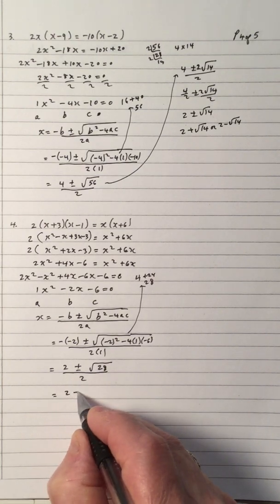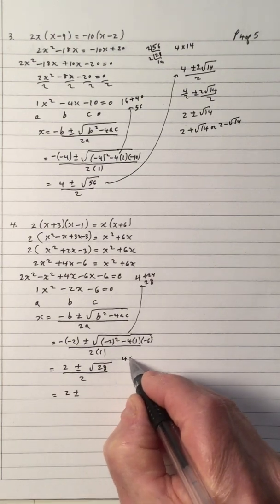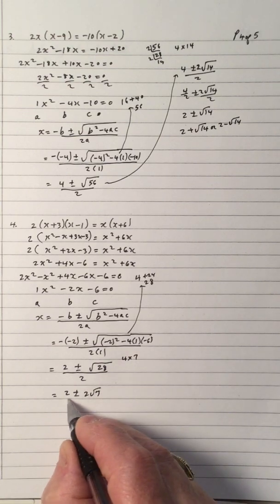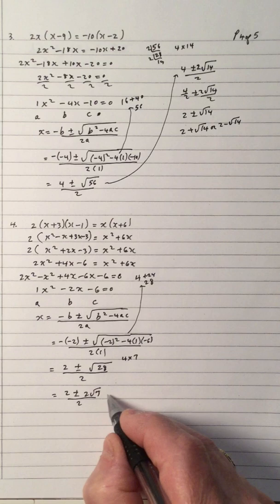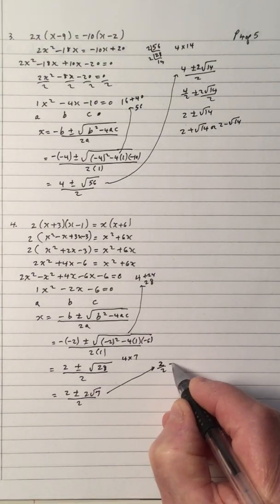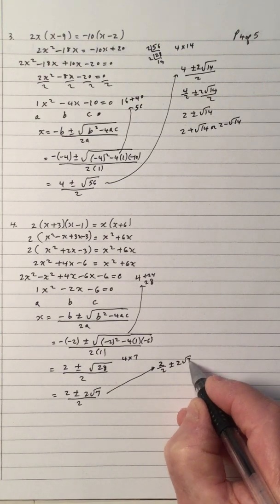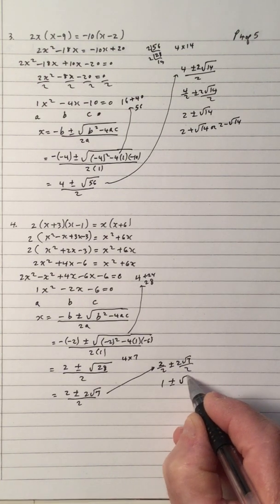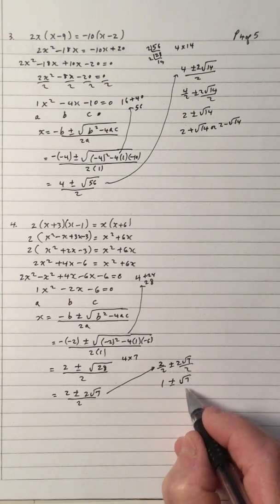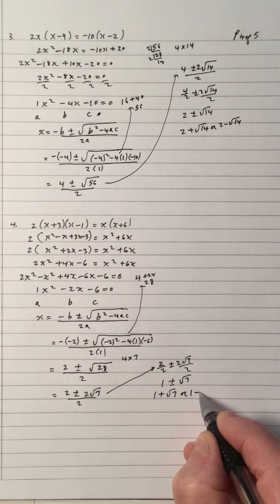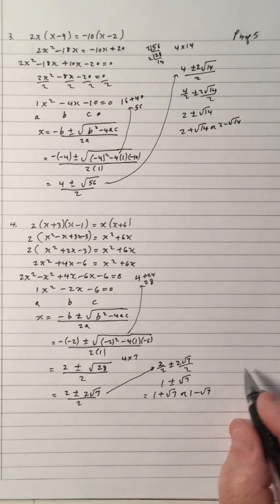And 2 plus or minus square root of 28, 28 is 4 times 7. So it's a 2 root 7 over 2. You can't add these. So let's go right here. We get 2 over 2 plus or minus 2 root 7 over 2. The 2's cancel and the 2's cancel. So I get 1 plus root 7 or 1 minus root 7.